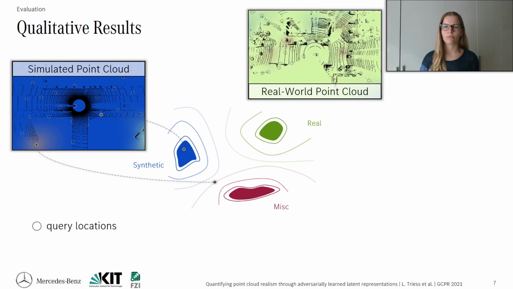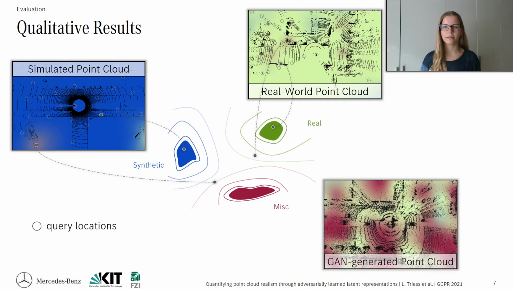The next sample is from a real-world dataset, specifically the PandaSet dataset. It is being predicted to be realistic. However, the special thing here is that the metric never saw any data from this dataset. For training, we only used KITTI and nuScenes in the real category. This shows the transferability of our metric to unseen data. On the bottom right, we see a sample generated by a generative adversarial network. It has large areas with high distortion levels that neither appear realistic nor synthetic.